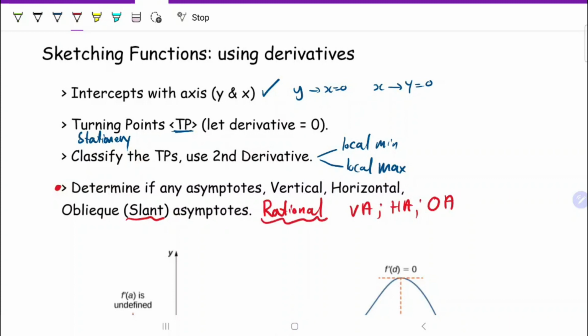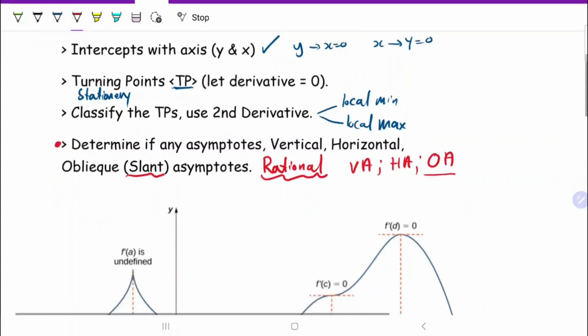So what I will do is a video with just a vertical asymptote, a video with just a horizontal asymptote, a video with just an oblique asymptote, and then a video with two of these asymptotes that exist. Okay, so let's dive right into it.